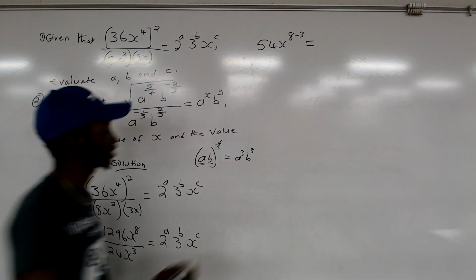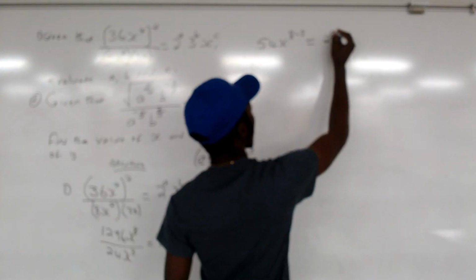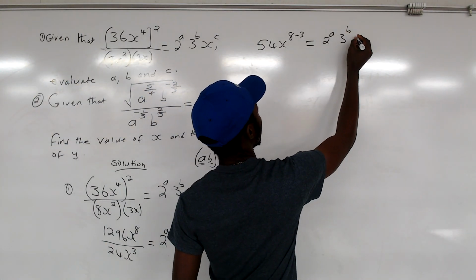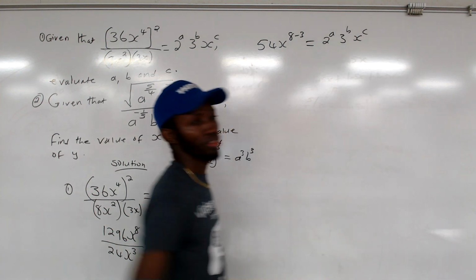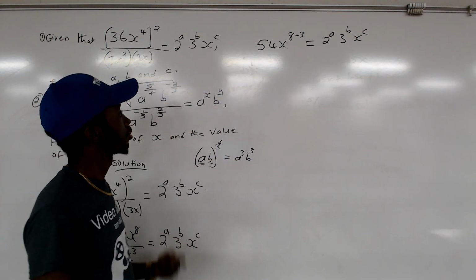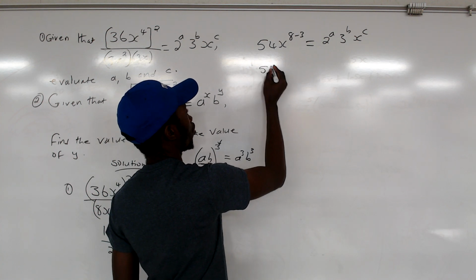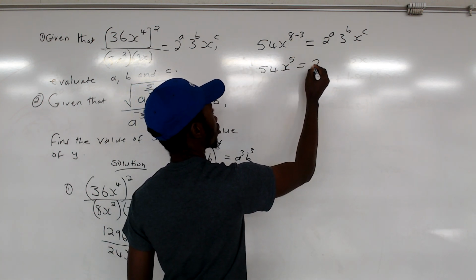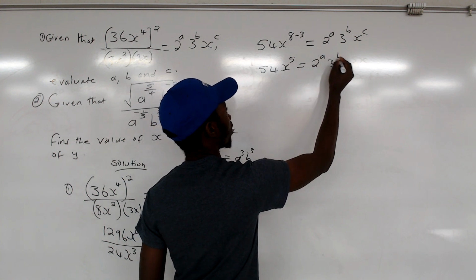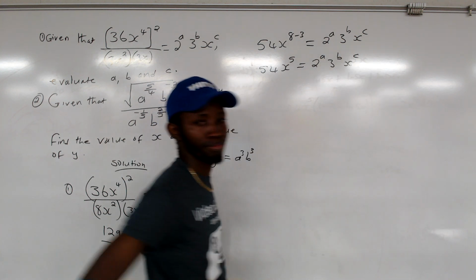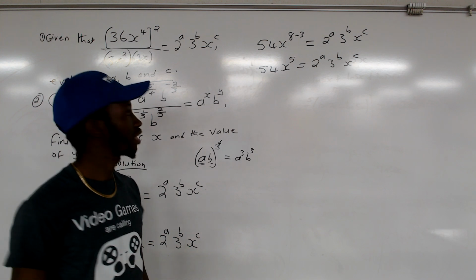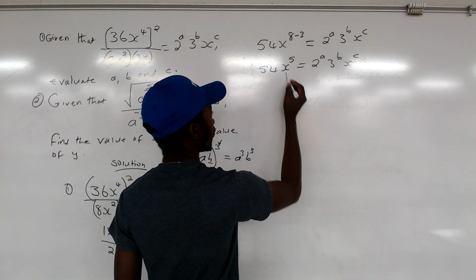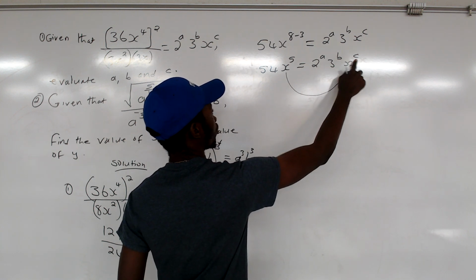We equate that to the right-hand side, which is 2 raised to the power a, individual term, another individual term b, another individual term c. So this is a simplified form. So we write 54 x raised to the power 8 minus 3, which is 5, equals 2 raised to the power a, 3 raised to the power b, and x raised to the power c. This is it. We cannot compare 54 directly, but here we can compare x and x. So therefore the value of c here is 5.